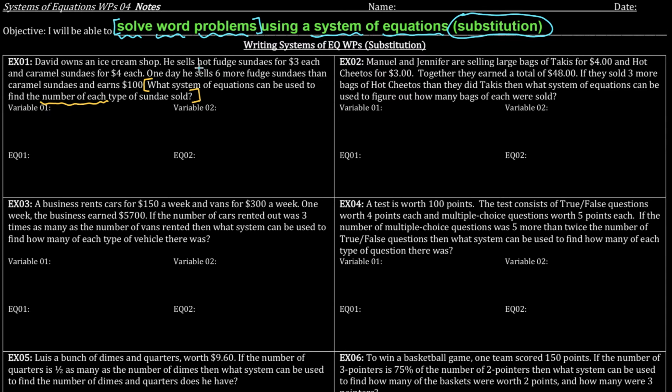So he sells hot fudge sundaes. So we want the number of hot fudge sundaes. And he sells those for $3 each. And then he sells caramel sundaes for $4 each. It also says that he sells 6 more fudge than the number of caramel. And then it gives us a total of $100.